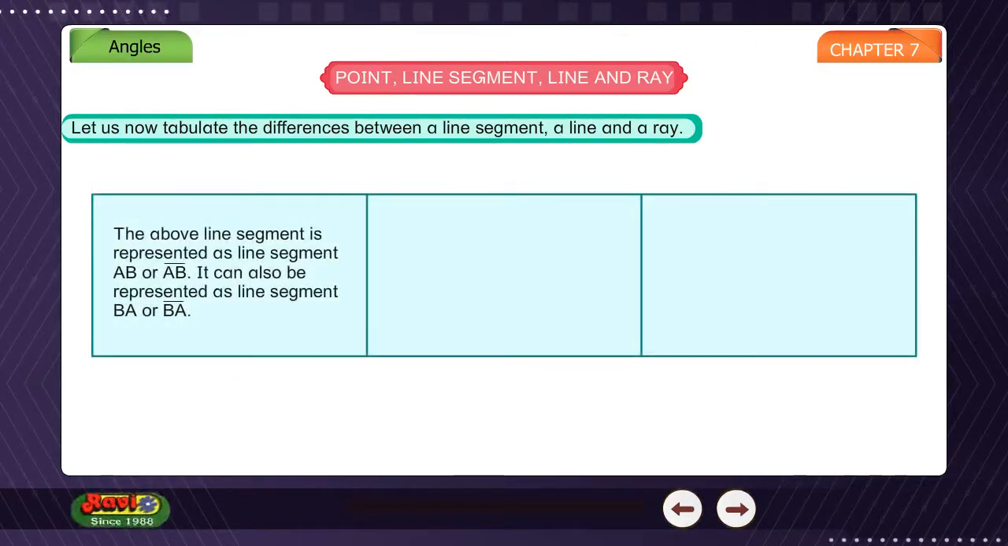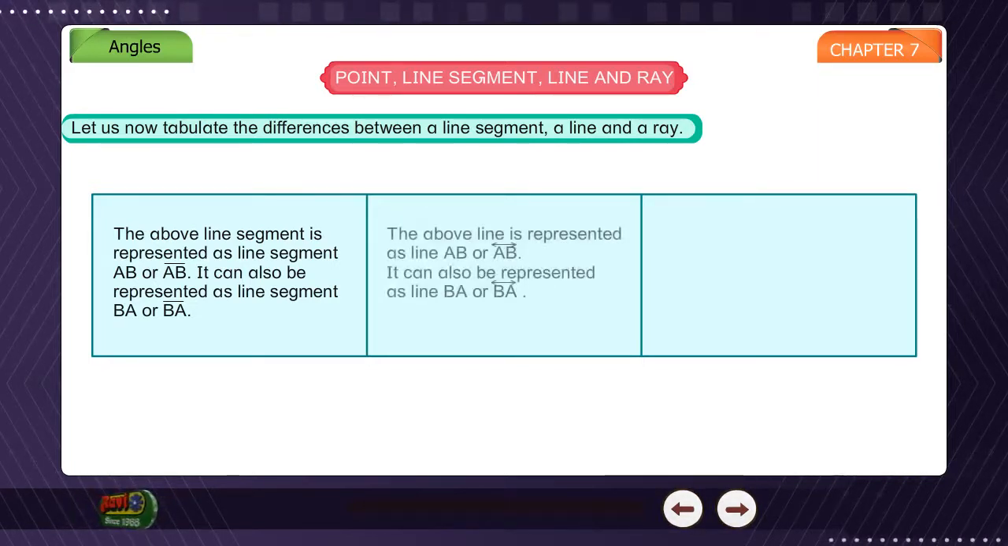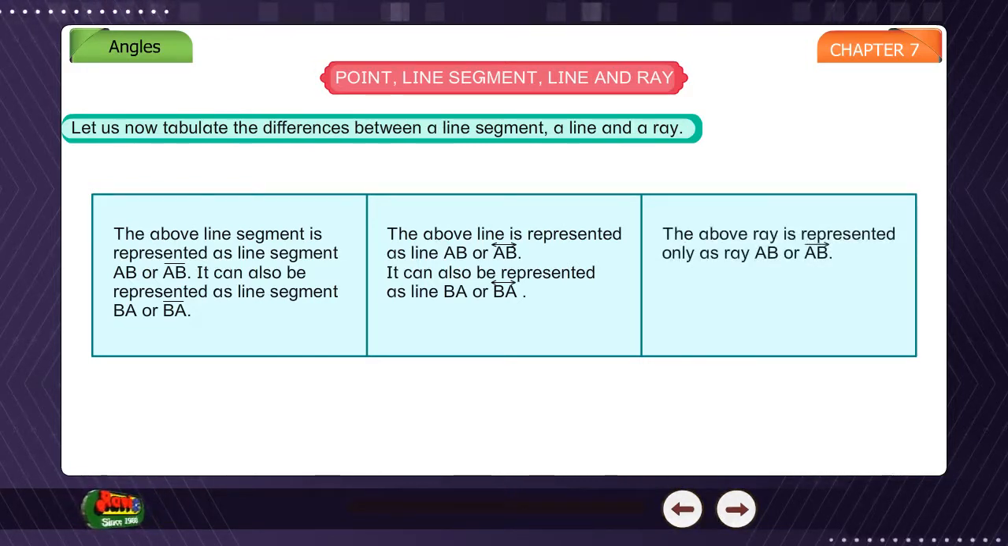The above line segment is represented as line segment AB. It can also be represented as line segment BA. The above line is represented as line AB. It can also be represented as line BA. The above ray is represented only as ray AB.